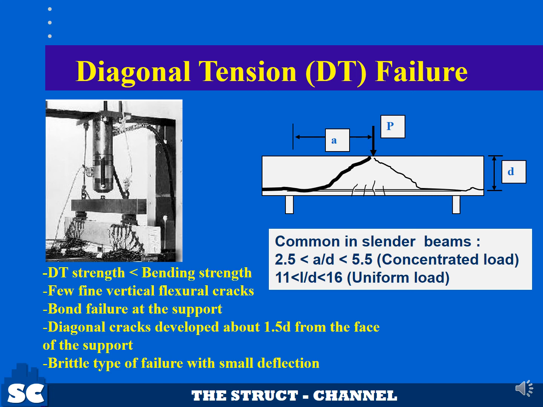Diagonal tension failure is a common failure of beams under shear, especially in slender beams. It is characterized by very fine vertical flexural cracks, bond failure at the support, and usually the cracks develop about 1.5 d from the face of the support. It is a brittle type of failure with small deflection.